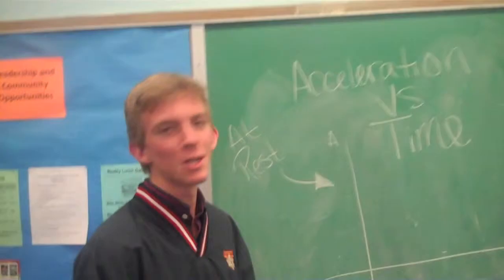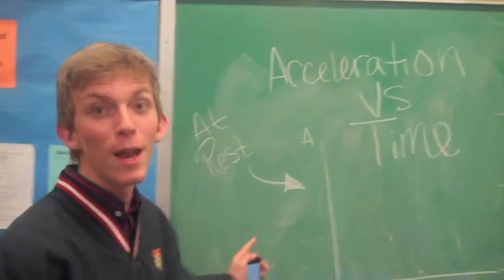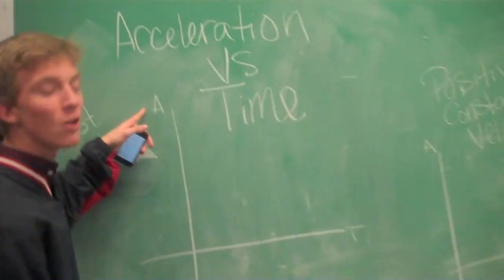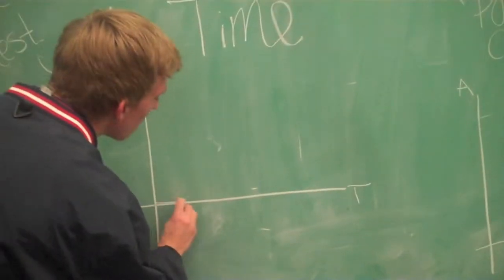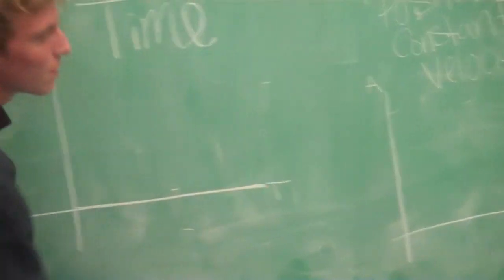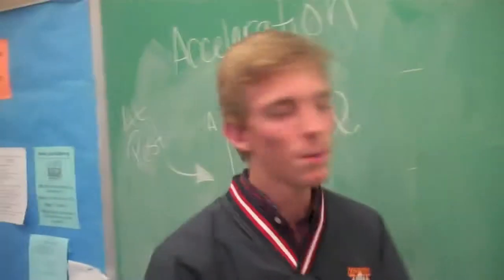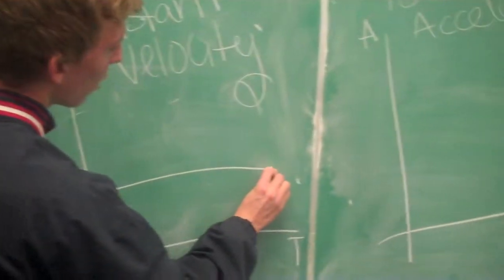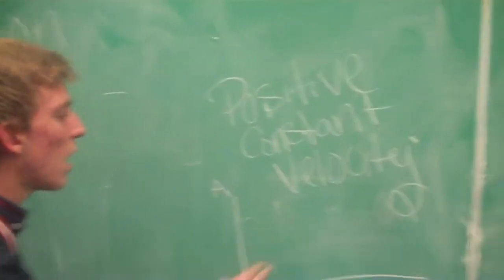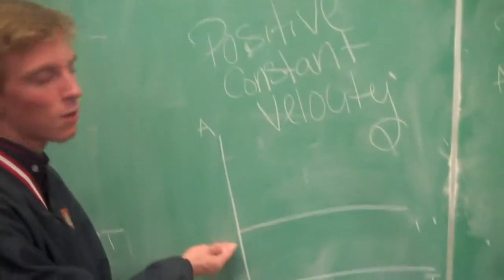Here we see graphs of acceleration versus time. Now at rest, it's going to look like this. Here's acceleration, here's time. It's going to be almost unnoticeable, but there will be a line coming across here. Alright, here we see positive constant velocity for acceleration versus time. Now it's going to be a straight line going across the time because it's going towards this constant velocity. It is not accelerating, so acceleration will not go up. But it started with acceleration, which means it's not going to be at 0.